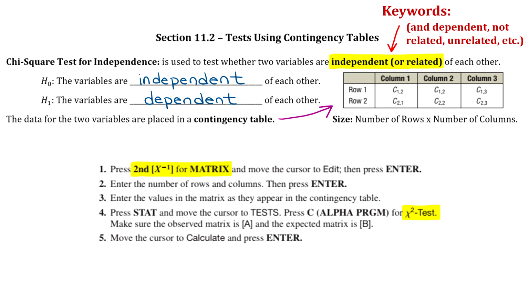But we do need to know how the sizing works for a matrix so that we can tell our calculator what size matrix we need. And for the size, you just always put the number of rows first and then the number of columns. So for this table here, we have 2 rows and 3 columns. So we would call this a 2 by 3 matrix. So just remember it's the rows first and then the columns second. And I'll go over the calculator steps for how to do the matrix when we get there. So let's go ahead and do our first example.